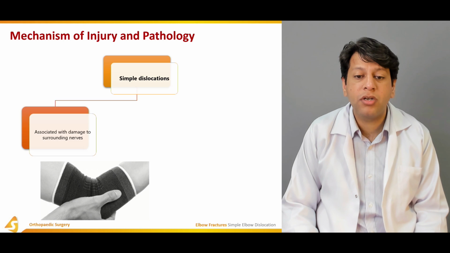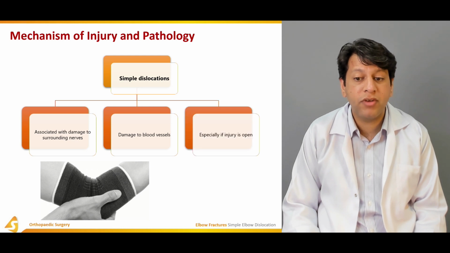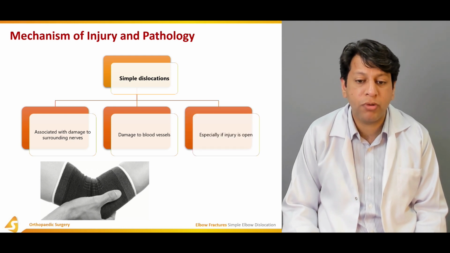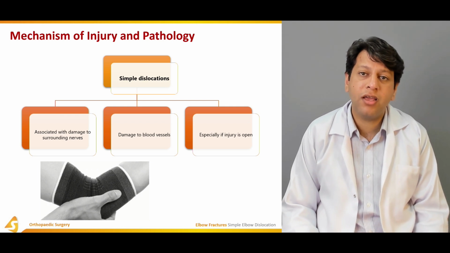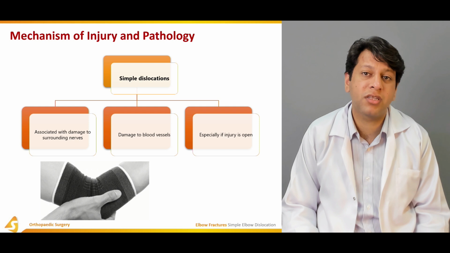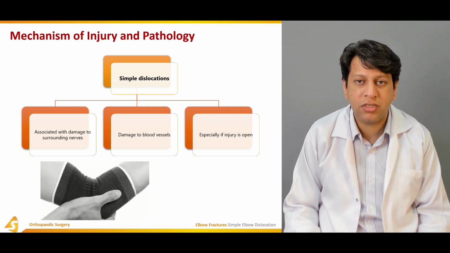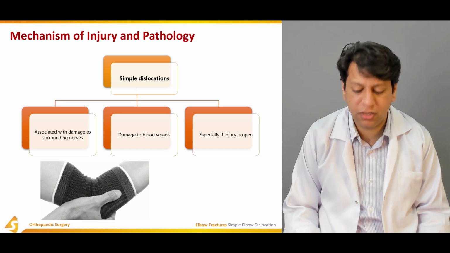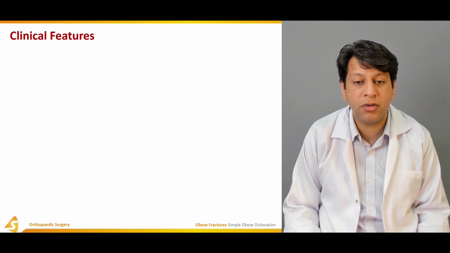Now coming to the simple dislocation mechanism, as I told you, it can be associated with damage to the surrounding nerves as well as damage to the blood vessels, or the injury may be open. Usually, if the injury is open, it is highly likely that it's associated with a fracture, although rarely an open dislocation without fracture can happen as well. Usually, if it's open, it suggests a higher-energy trauma.